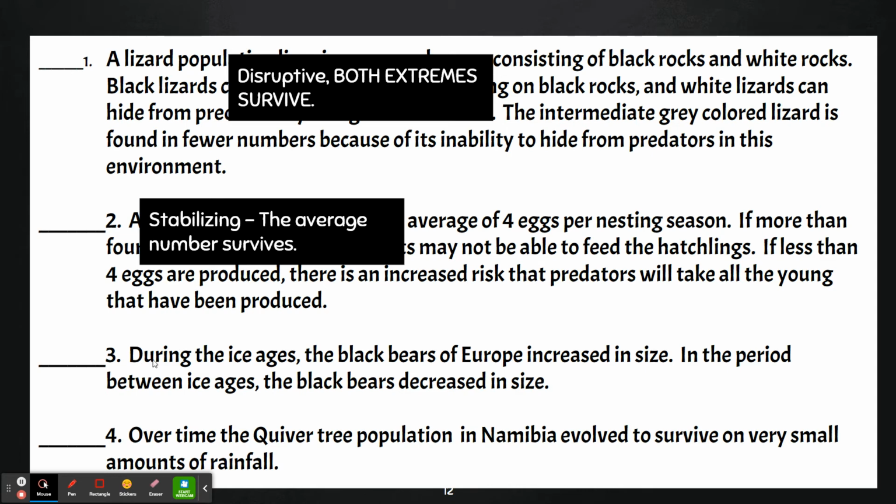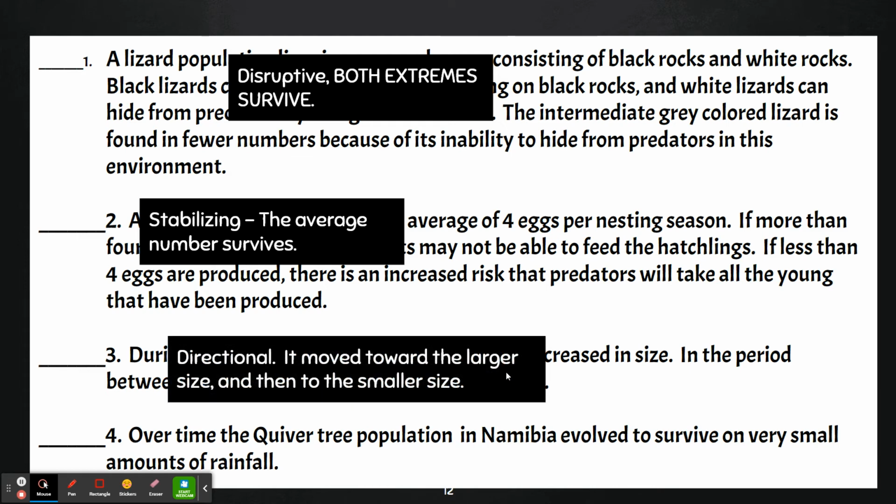Number 3 was a little tricky because in the first scenario, the ice ages, the black bears increased in size, but then between the ice ages, the black bears decreased in size. But in both cases, it's always moving in one direction. One extreme is where we're seeing the graph move towards. So this is called directional.